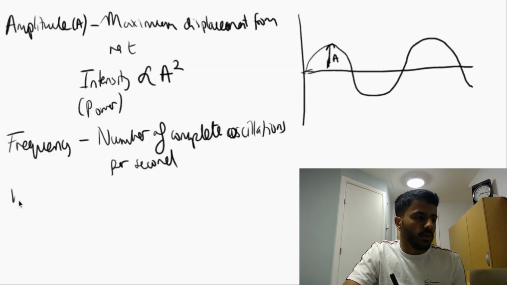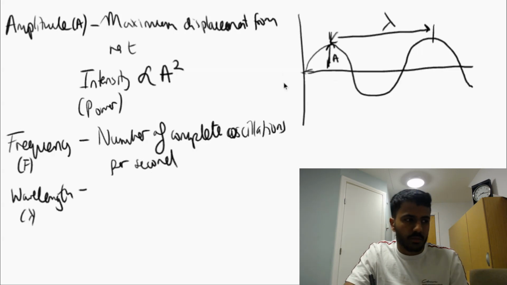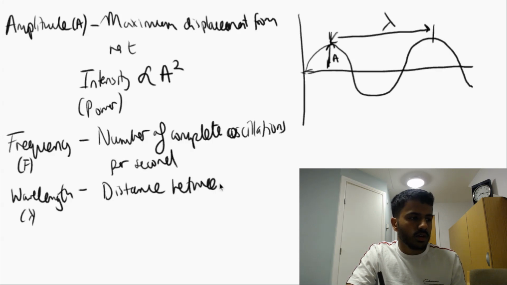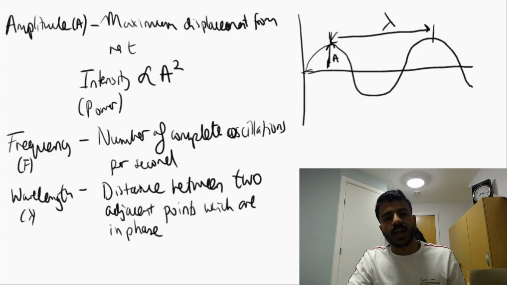The wavelength of the wave, which I've denoted on the diagram by this symbol lambda, is the distance between two adjacent points which are in phase. And again, that's something that we will talk about in another video.